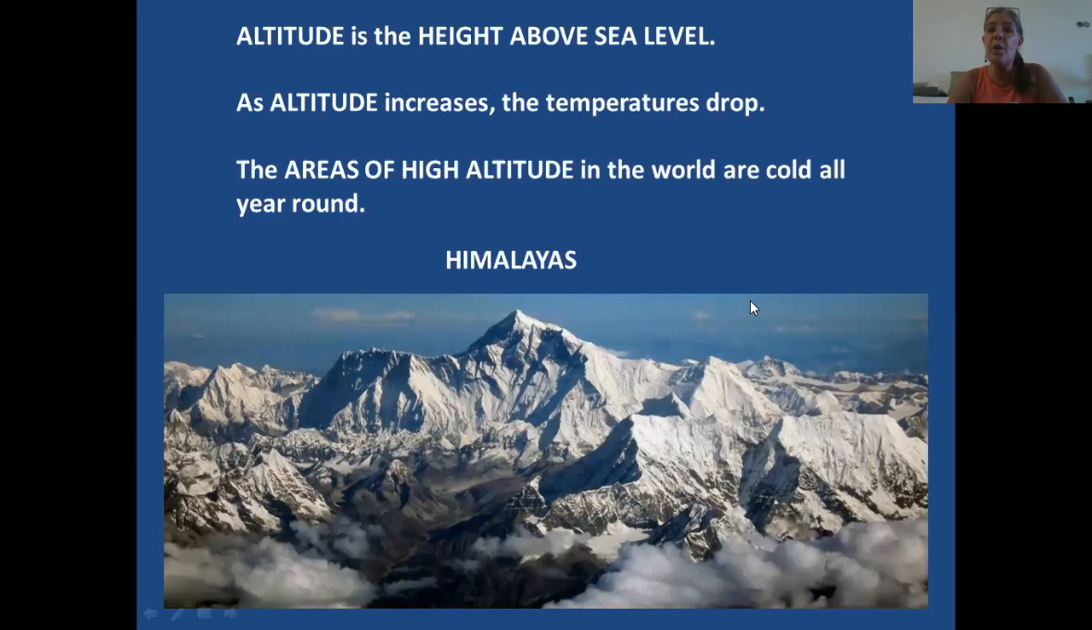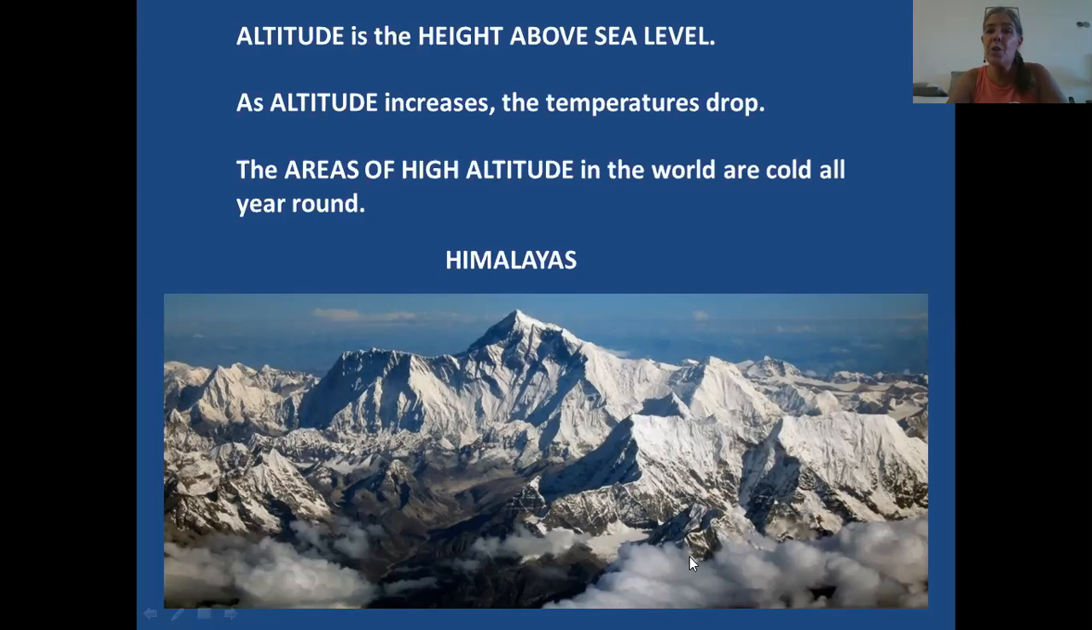Here we have a picture of the Himalayas, which are the highest mountains in the world. Here we have Mount Everest. And all this area, because it's at a very, very high altitude, remains cold all year round, and there's always snow at the top of the mountains.